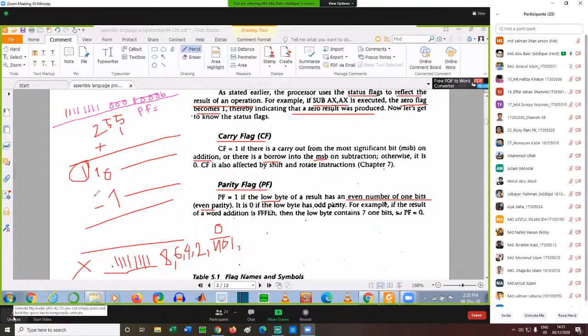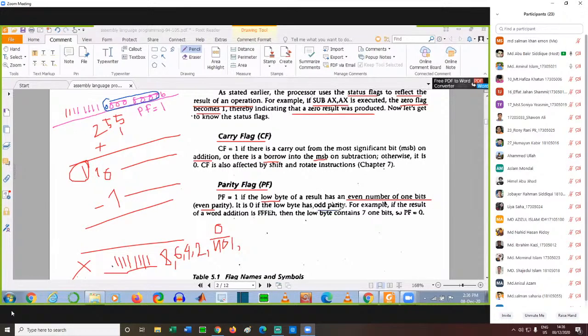PF equal how much? Can you say? For this result? It will be 1 because it is the even parity. You can say low byte has no 1. Sir, one 0 is less. Oh, right, that is why I am saying 1. Okay, understand. So PF equal 1 now, because low byte has no 1. Then it said that it is 0 if low byte has odd parity.